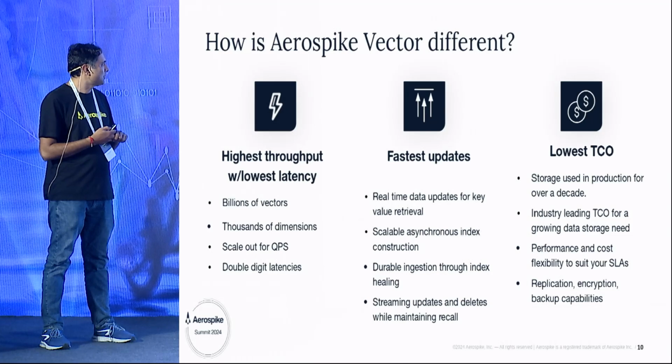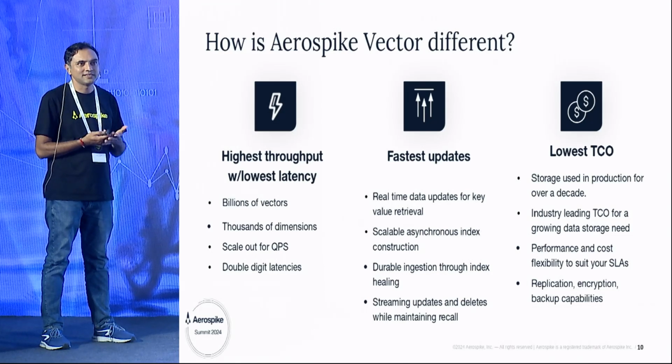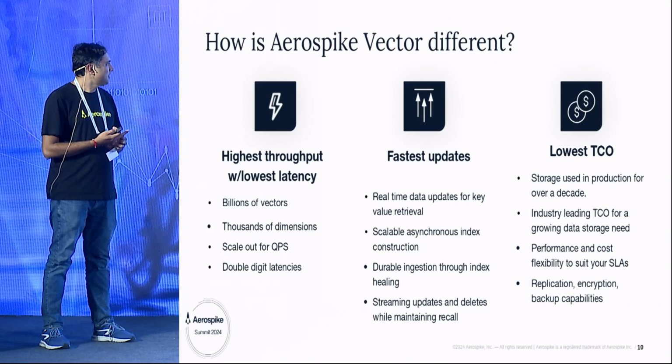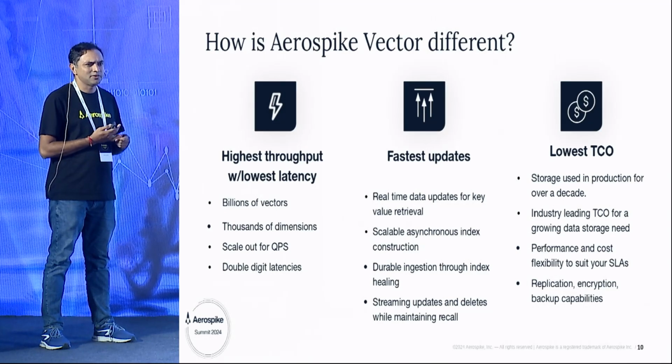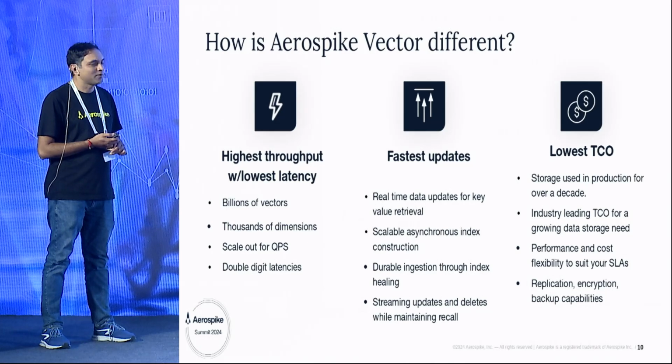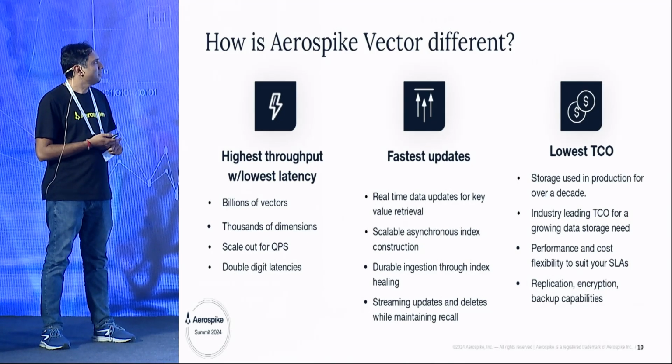You can scale out the QPS both for ingest as well as queries by adding more nodes. And our latencies, based on your data set and number of dimensions, range from single digit to double digit. So these are some of the key performance highlights that we have. It's still a work in progress, but we are very close to a GA.